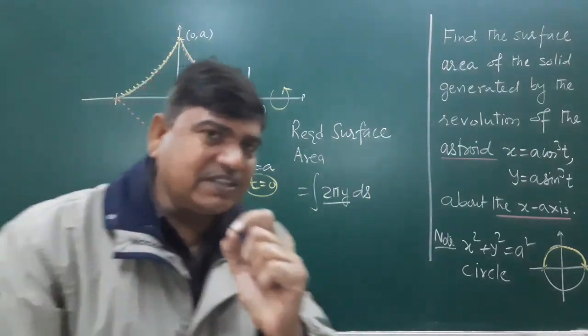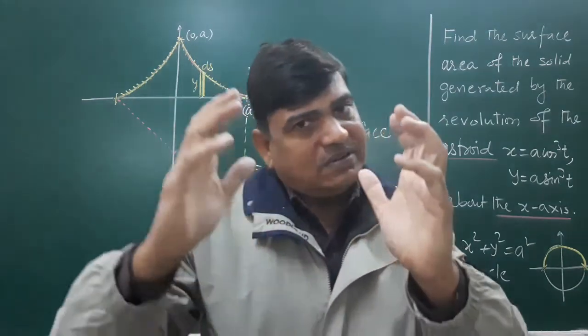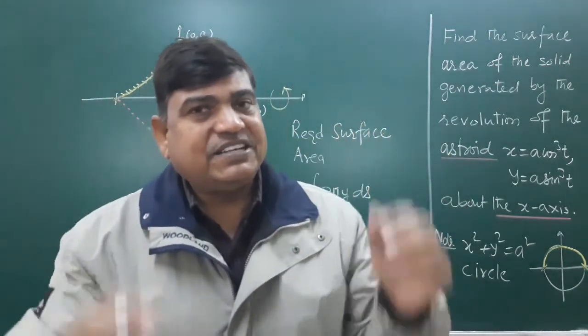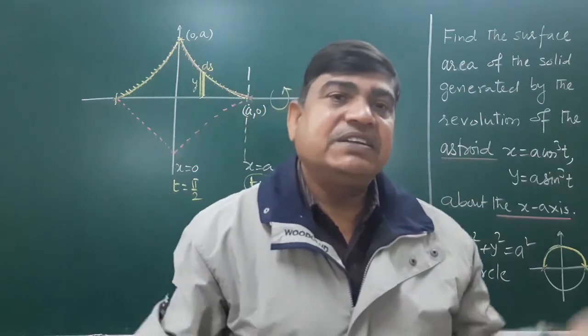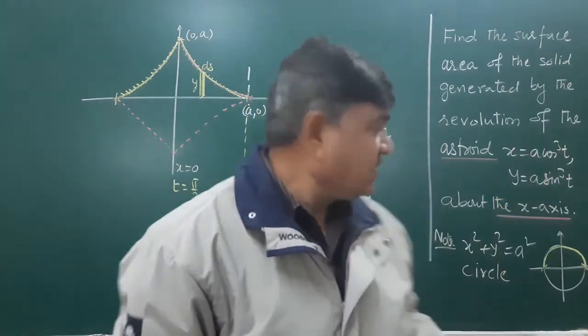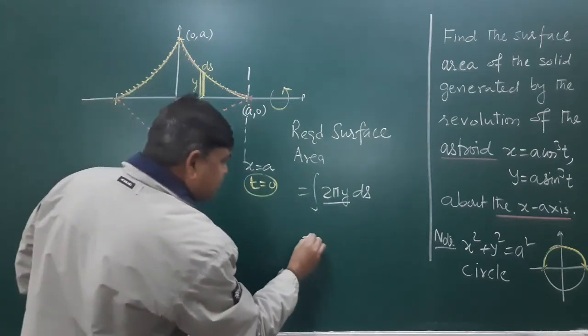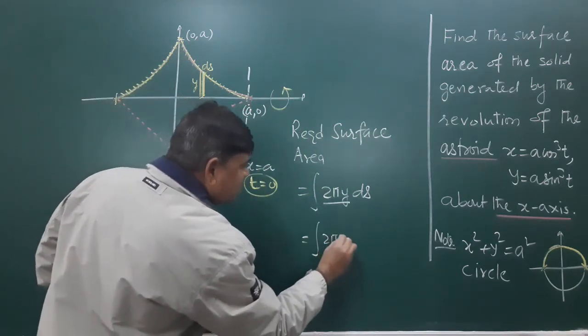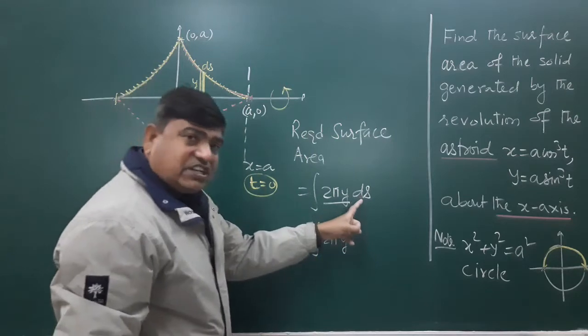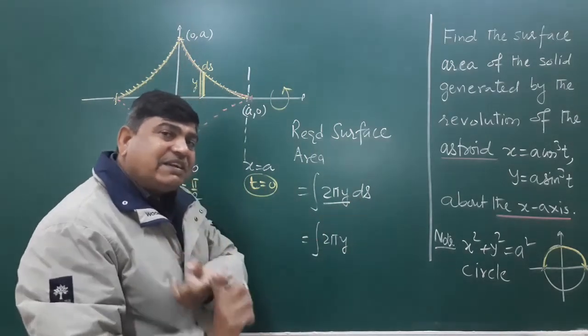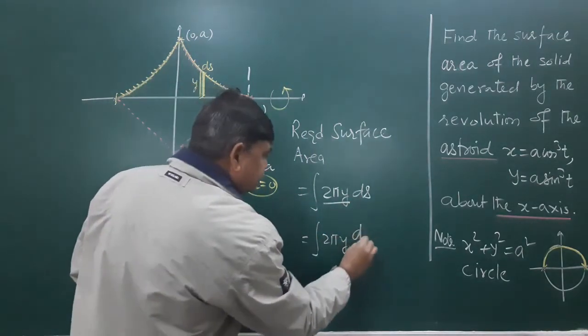Now this ds can be converted with respect to x-axis or y-axis, or with respect to parametric or polar coordinates, as you know. Now it is with respect to x-axis. So I just write 2 pi y. With respect to x-axis, I can write ds by dx into dx.